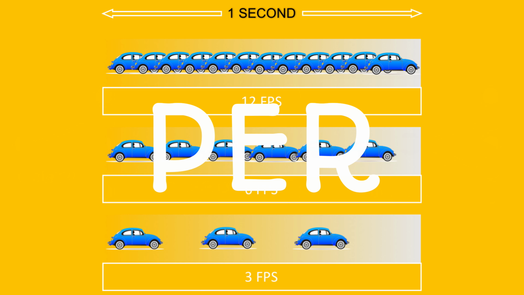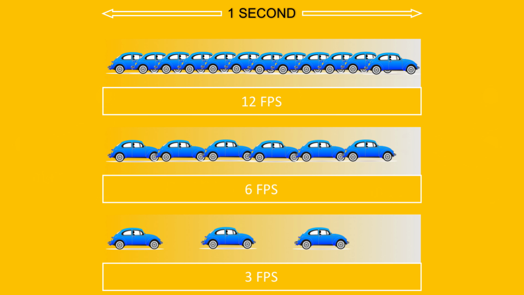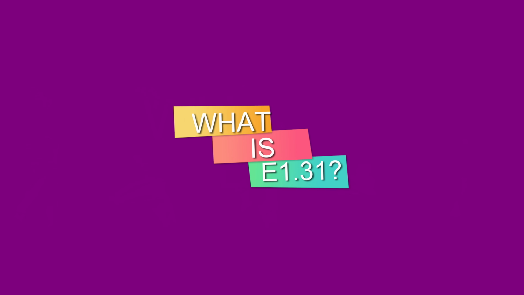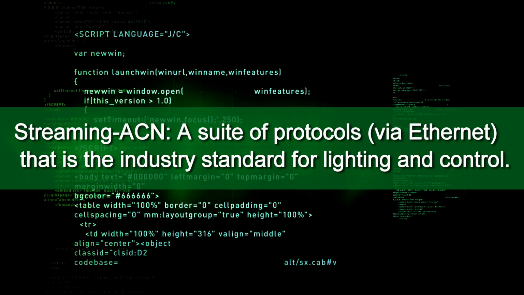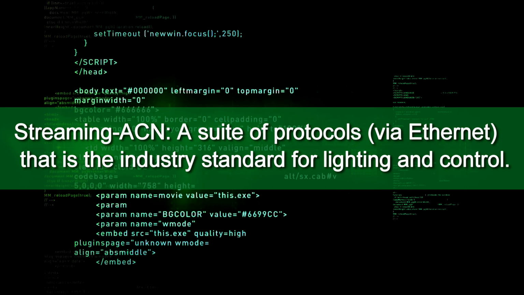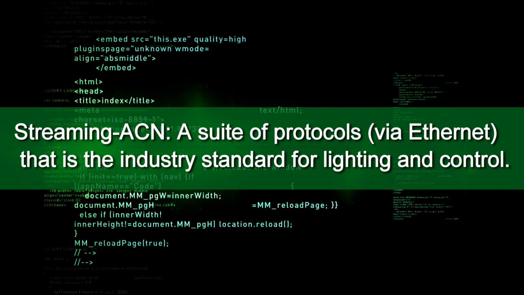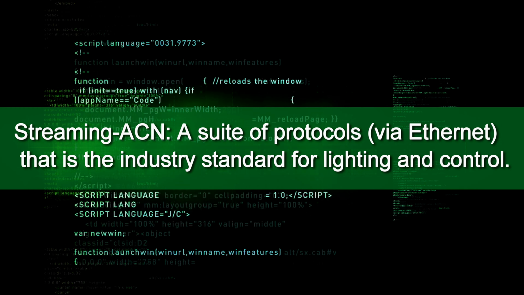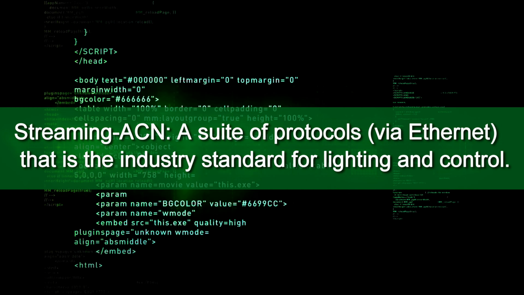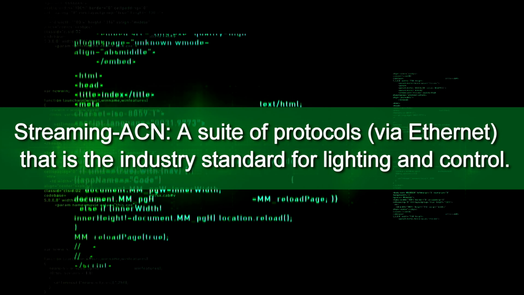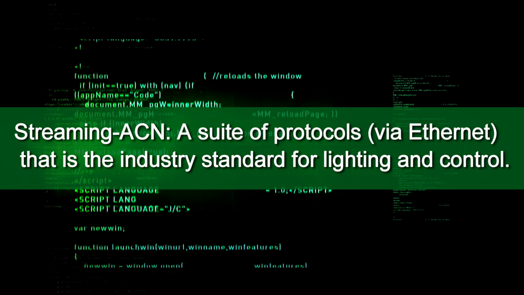Frames per second, or FPS, is used as a measure of frame rate, the number of consecutive full-screen images that are displayed each second. E131, also called streaming ACN, is a protocol for sending DMX 512 data over the ACN, also known as the E131. It is expected to become the new standard for transporting DMX over an IP address. This is replacing protocols such as ArtNet and ShowNet.